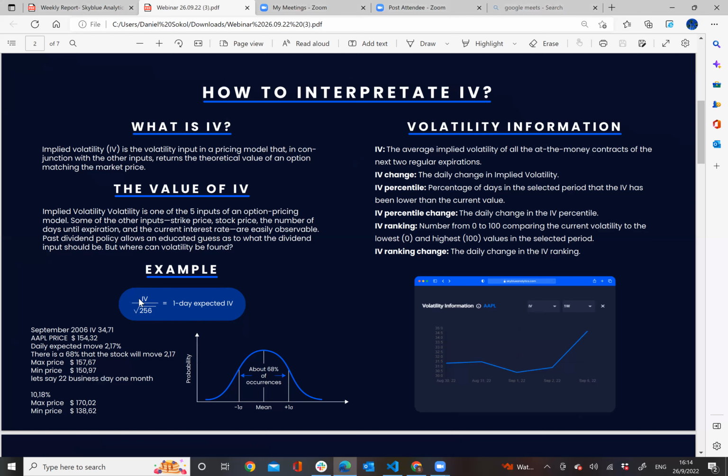That is the IV divided by the square root of 256 trading days. That's extremely important. It's not a calendar year. It's basically the trading days that there are in 1 year. That is actually 256.3, but basically it's 256. And there you have the expected volatility for 1 day.